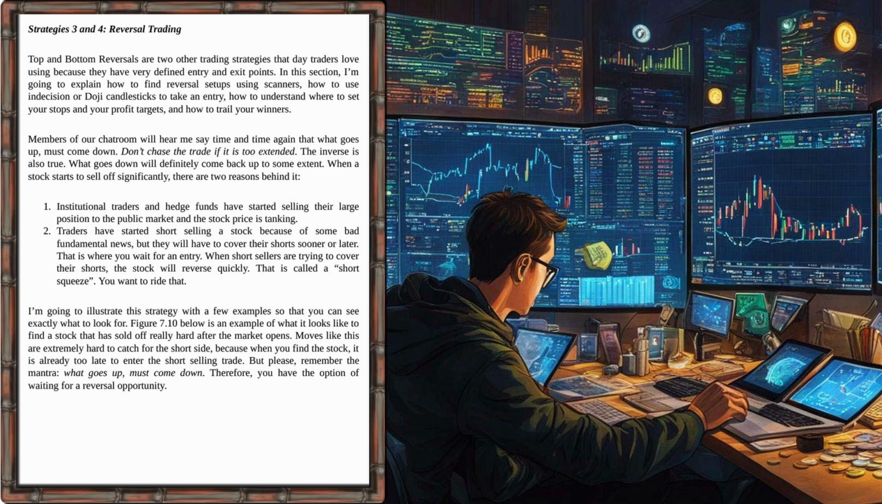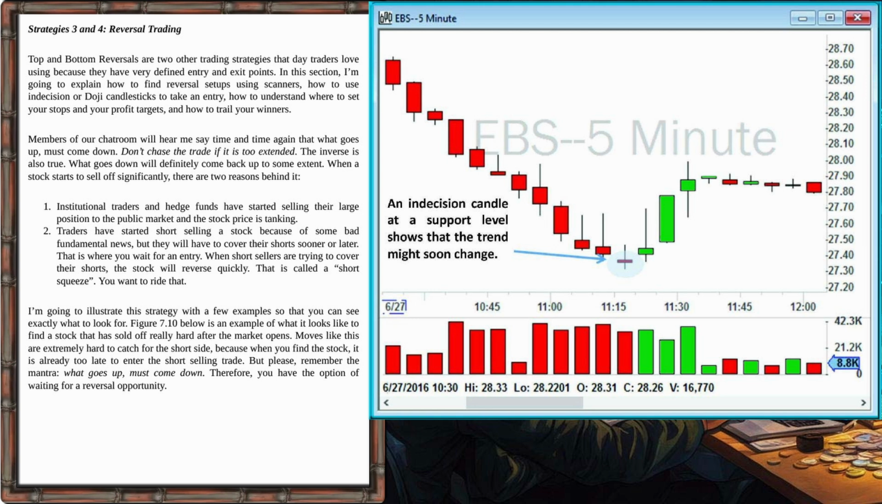I'm going to illustrate this strategy with a few examples so that you can see exactly what to look for. Figure 7.10 below is an example of what it looks like to find a stock that is sold off really hard after the market opens. Moves like this are extremely hard to catch for the short side because when you find the stock, it is already too late to enter the short selling trade. But please, remember the mantra, what goes up must come down. Therefore, you have the option of waiting for a reversal opportunity.